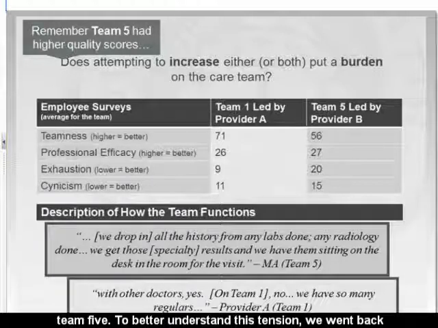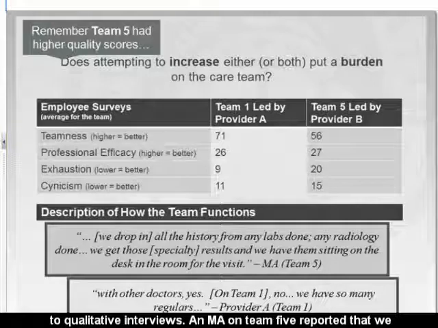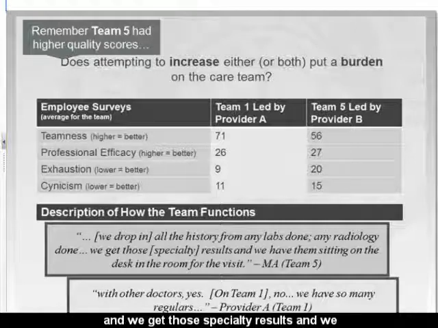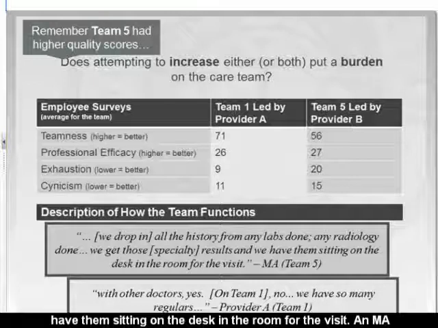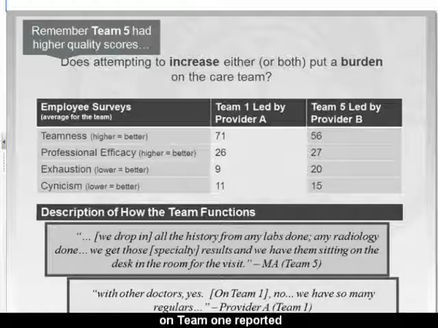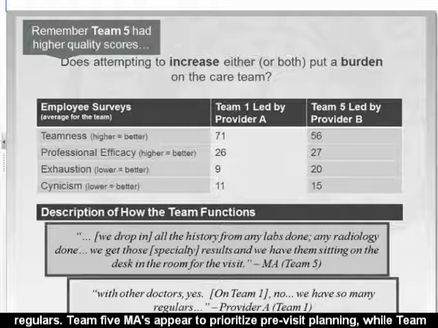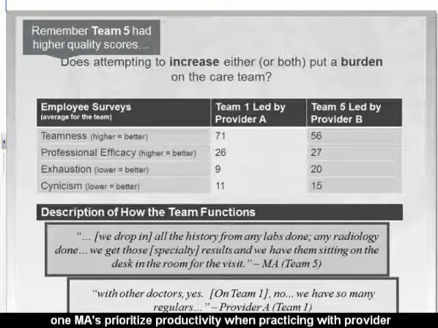An MA on Team 5 reported that we drop in all the history from any labs done, any radiology done, and we get those specialty results and we have them sitting on the desk in the room for the visit. An MA on Team 1 reported, with other doctors, yes. On Team 1, no. We have so many regulars. Team 5 MAs appear to prioritize pre-visit planning, while Team 1 MAs prioritize productivity when practicing with Provider A and adjust when working with other providers. Next slide, please.